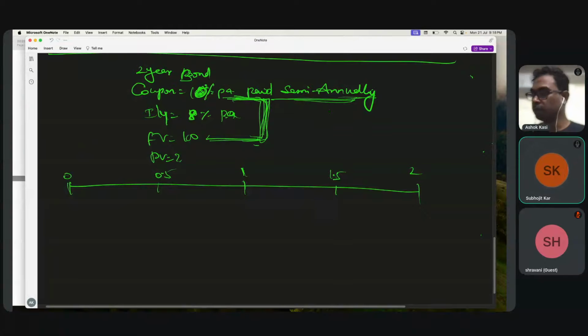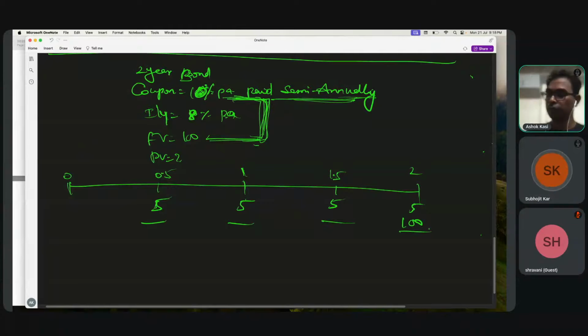But when they are paying 5 and 5, 5, 5, 5, 5, and then face value, this is the cash flow. Now I will discount this. You need to pay attention: this is 8%, but I am just half a year away, so I should be discounting for half of 8%.